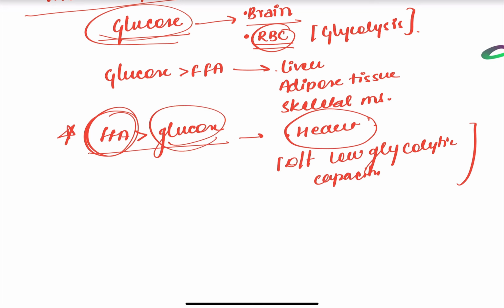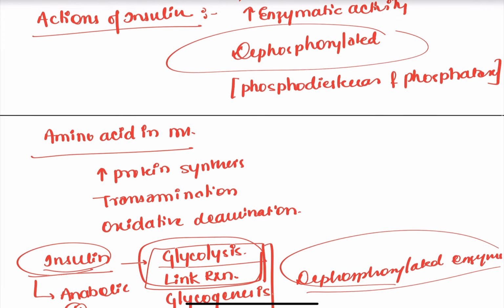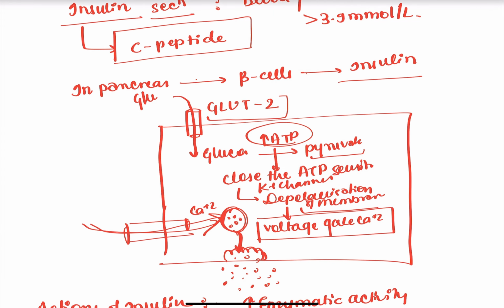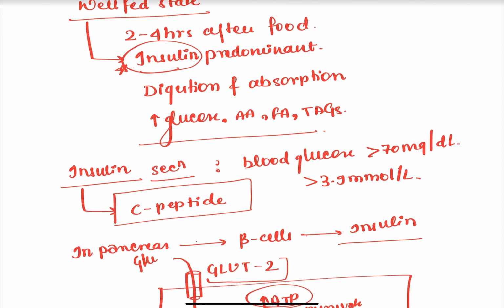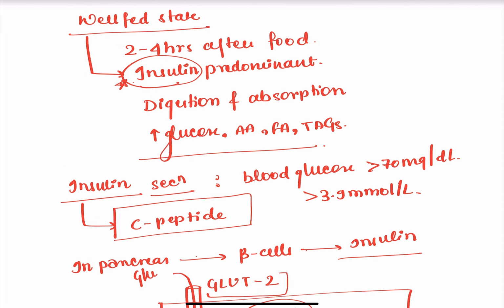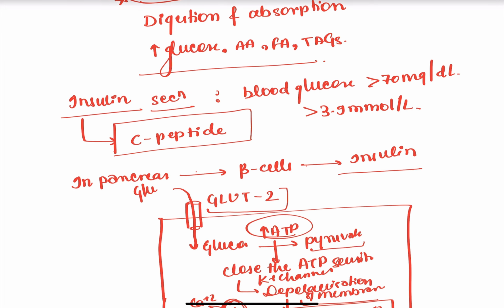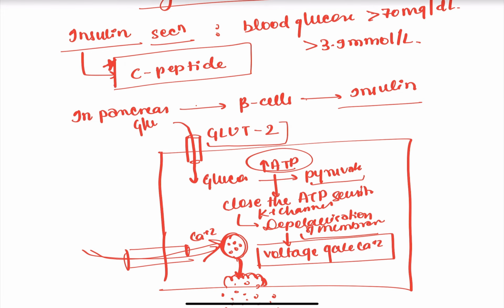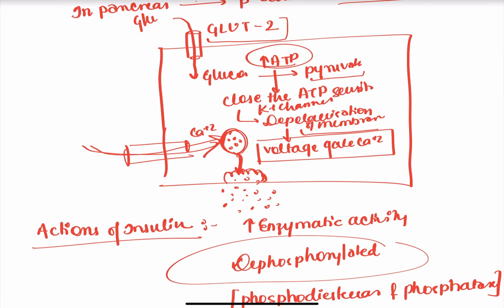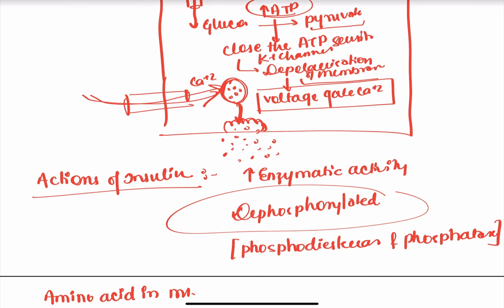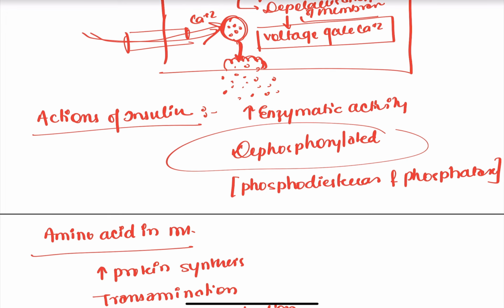Next thing that you have to learn, this is all about fed state. The question asked in fed state is, what is fed state? It is 2 to 4 hours after the food intake. To assess the insulin secretion, we use C-peptide assessment. And how is insulin secreted? There is voltage gated calcium channel activation due to the depolarization of membrane due to closure of the ATP sensitive potassium channels.